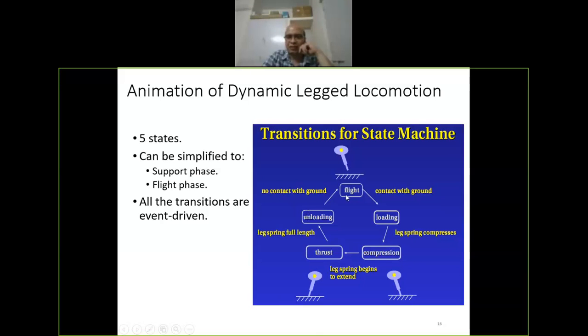So if you look at this one-legged hopping robot, it moves from flight, loading, compression, thrust to unloading, and keeps doing this cycle. Each of these stages is a different state in itself. So that's what we call a finite state machine. How do we control it?